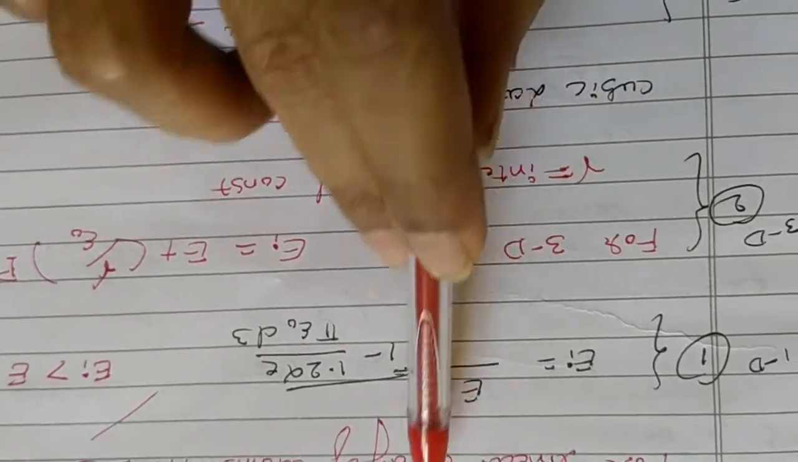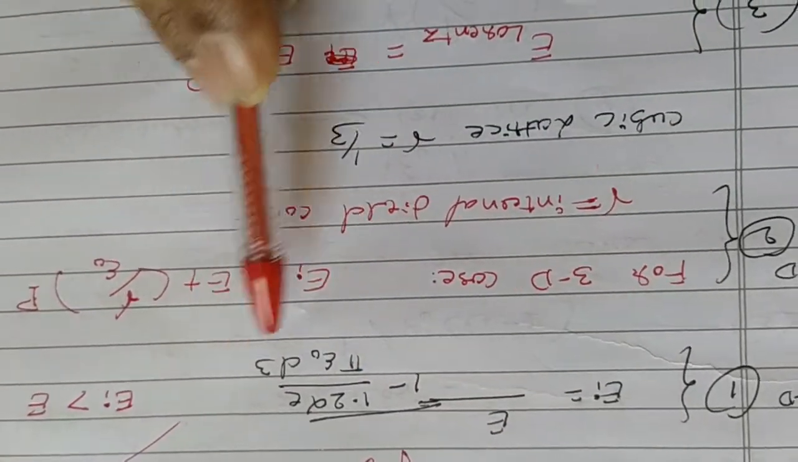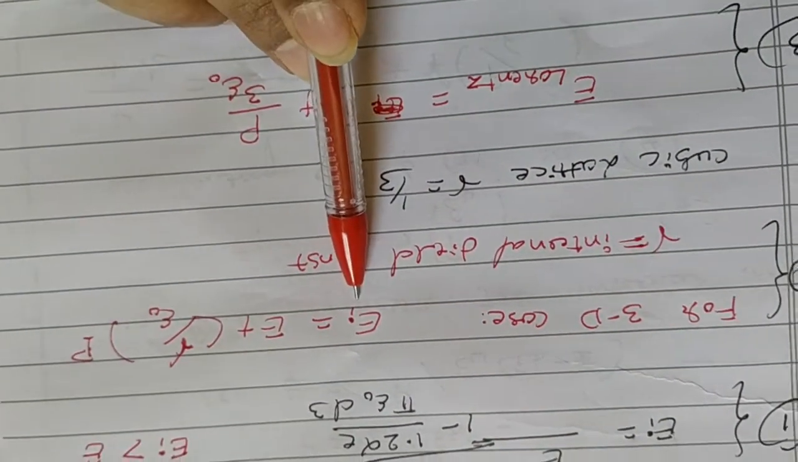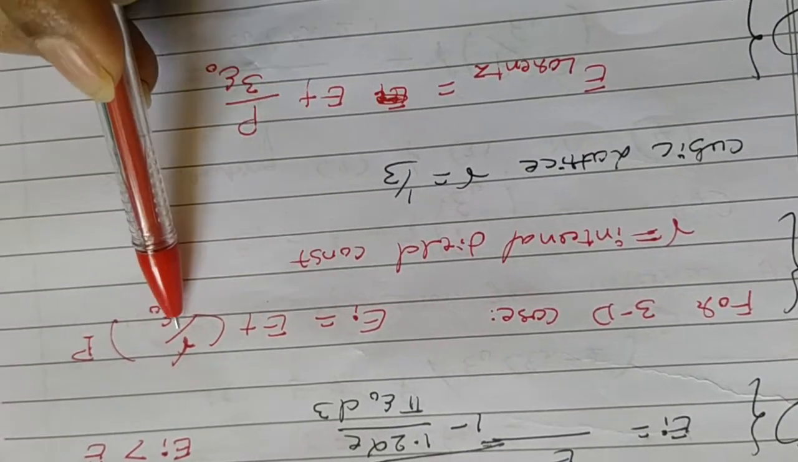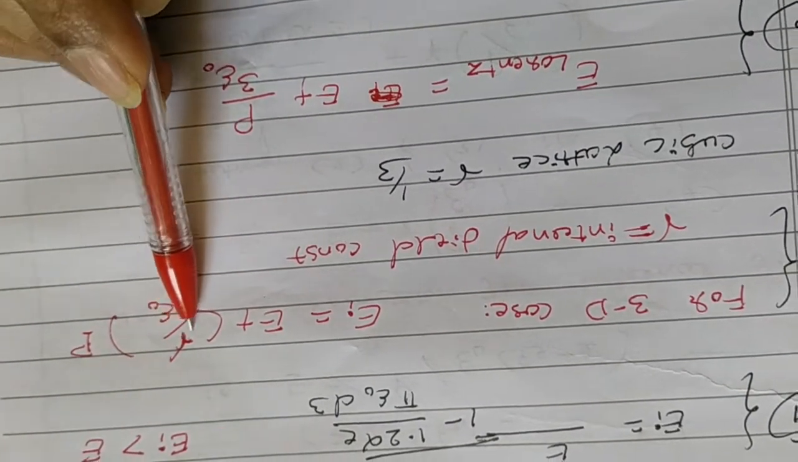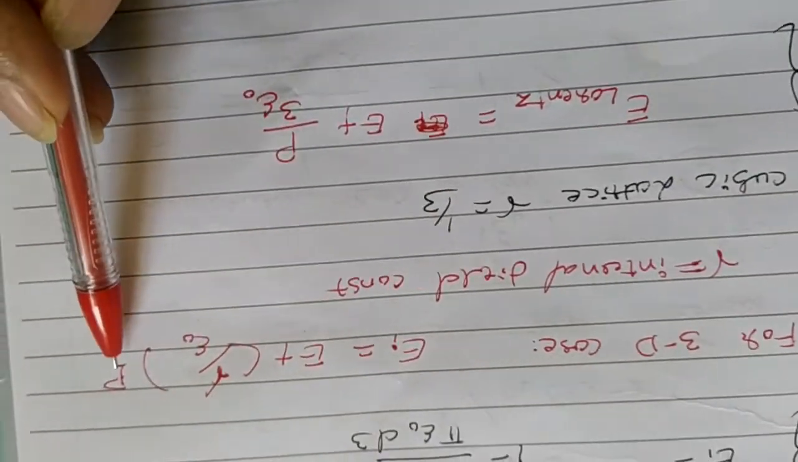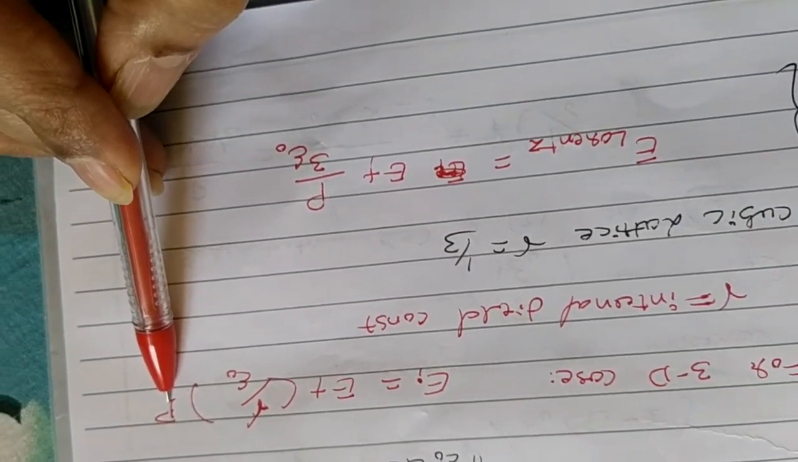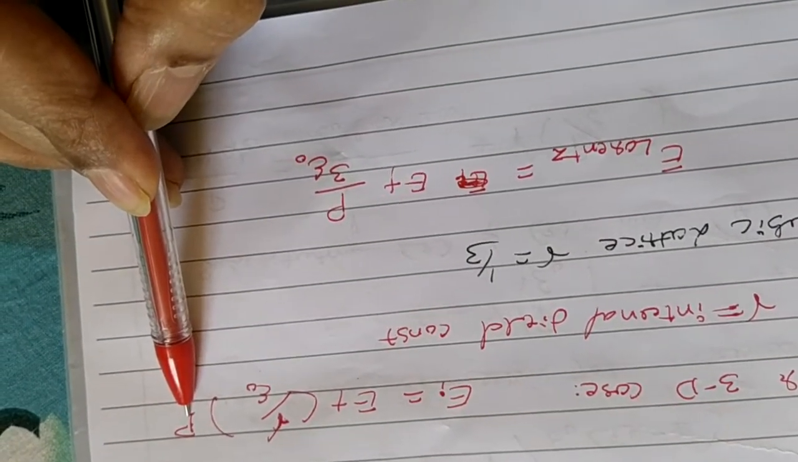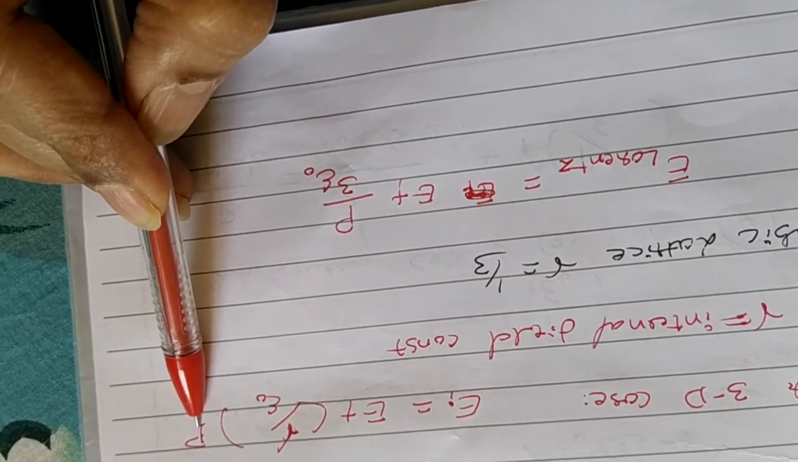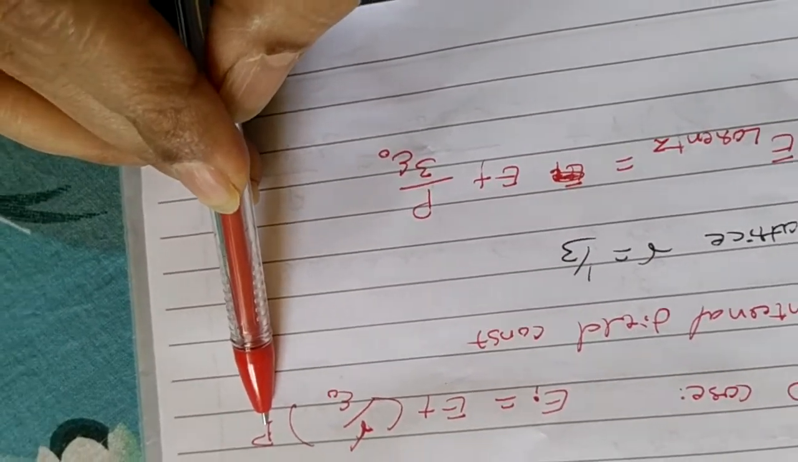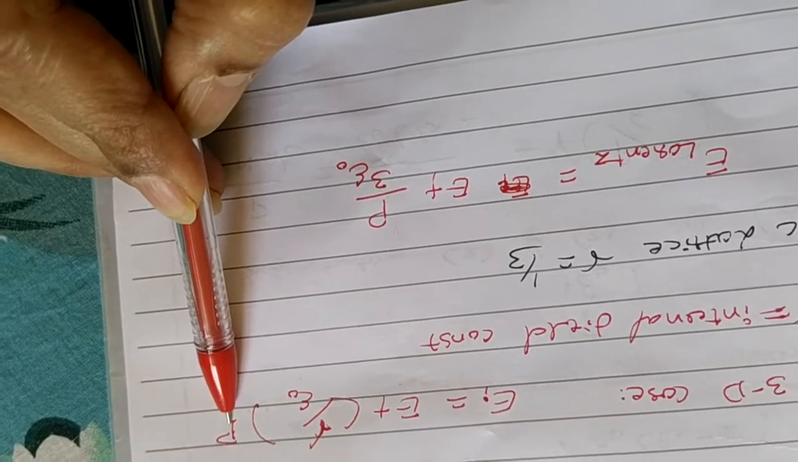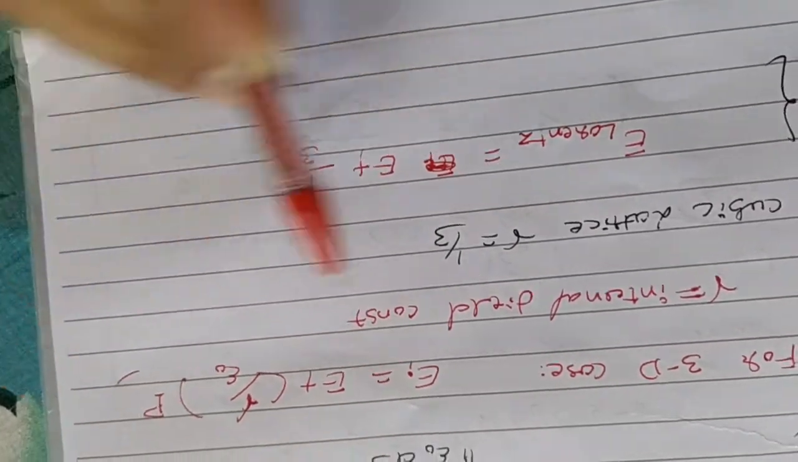Next, in the case of three dimensions, the formula modifies to E_i, the internal field, is equal to E, the applied electric field, plus gamma upon epsilon naught into P. What is gamma here? Internal field constant. What is P here? Polarization. Polarization is a vector. What is polarization? Induced electric dipole moment per unit volume of the dielectric is called polarization. This is another formula to be remembered.